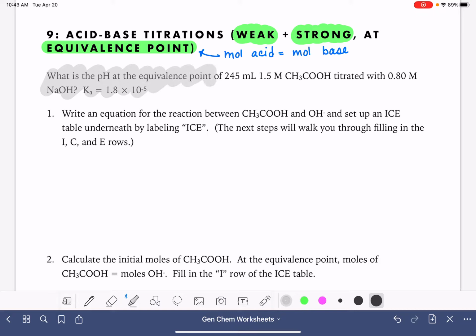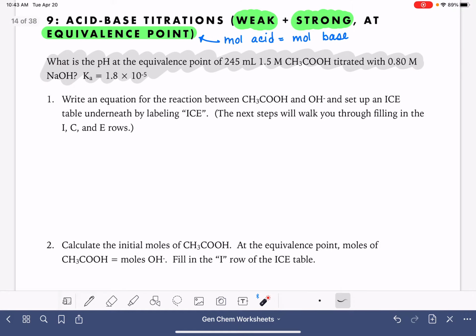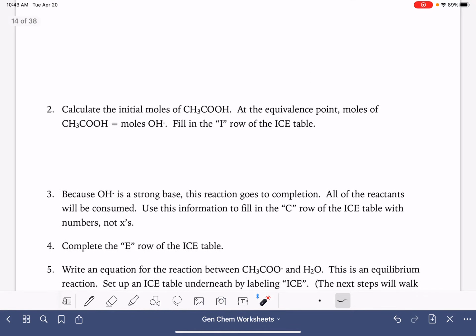What is the pH at the equivalence point of 245 milliliters of 1.5 molar acetic acid being titrated with 0.8 molar sodium hydroxide? That's the only problem that we're going to solve, and this is going to take you step by step through the solution process.